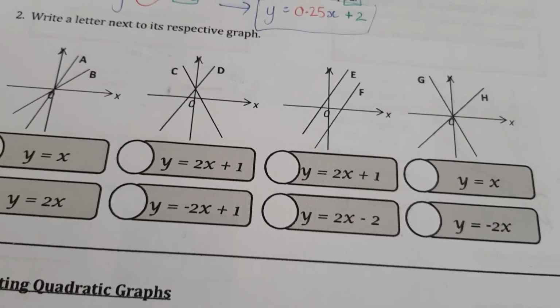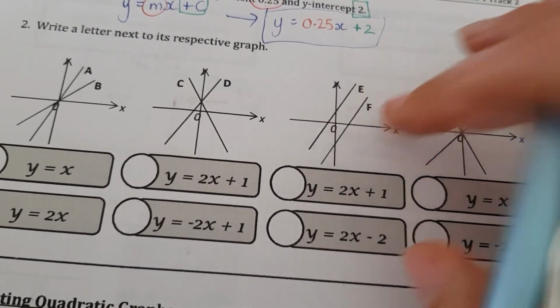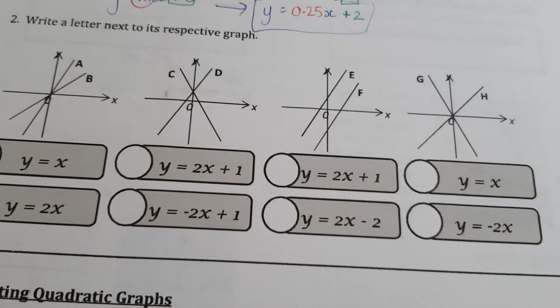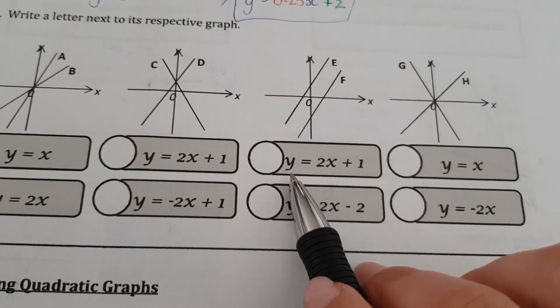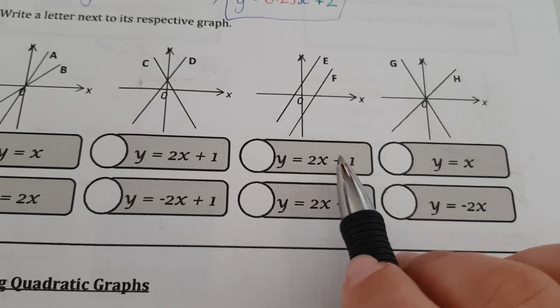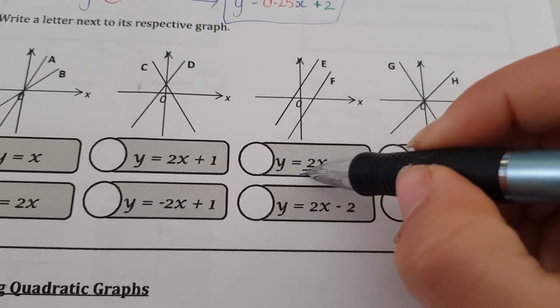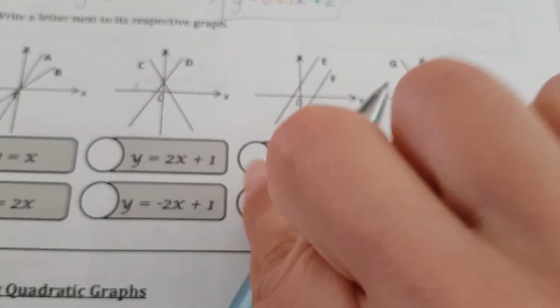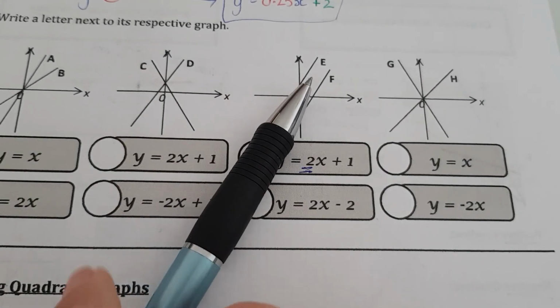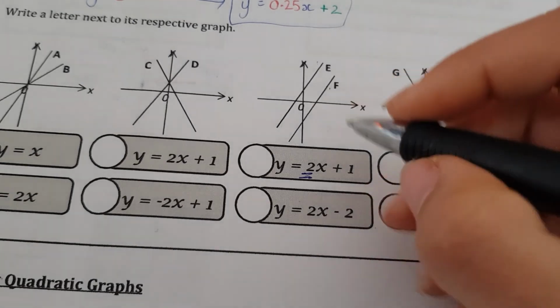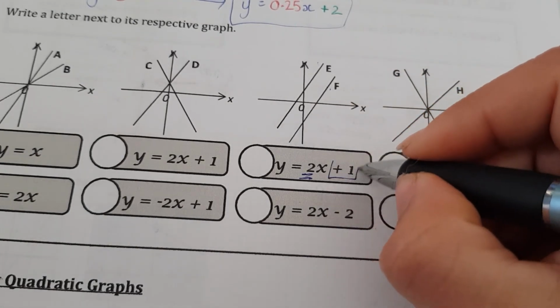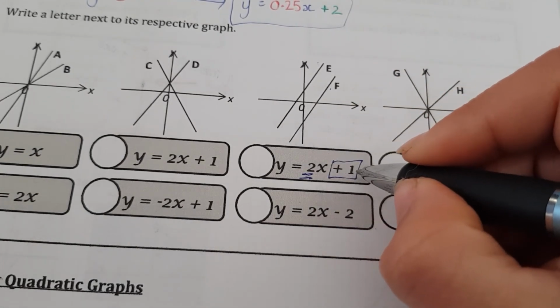So, let me do a random one. Let me do E and F, for example. So, let's have a look at this equation. Y equals 2x plus 1. Let's start with the gradient. The gradient is positive, so the line should be like this, in this direction. Fine. Both of them are in that direction, so I don't know. But I know that the y-intercept is a positive 1.